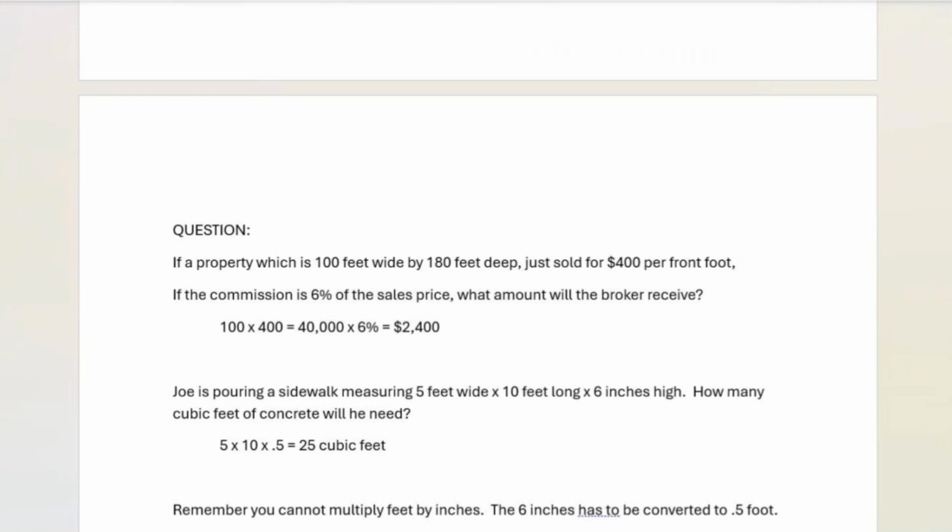You cannot multiply feet times inches. So in the next scenario, Joe is pouring a sidewalk measuring 5 feet wide, 10 feet long, and 6 inches high. 6 inches is 0.5 or 1/2 of a foot. So you need cubic feet here. You need volume, length times width times height. So 5 feet times 10 feet by 0.5 of a foot or 1/2 of a foot, which is the equivalent of 6 inches, would give you 25 cubic feet.